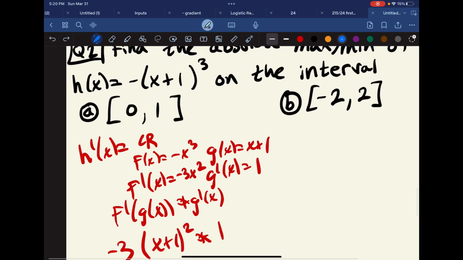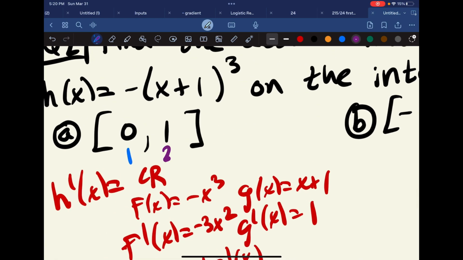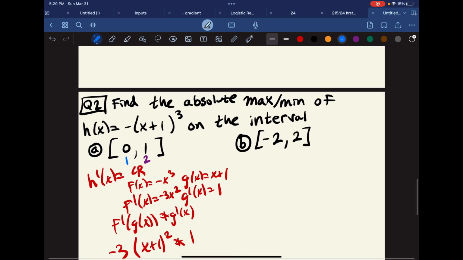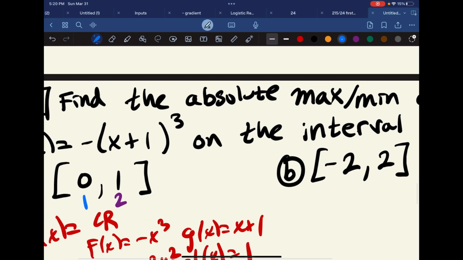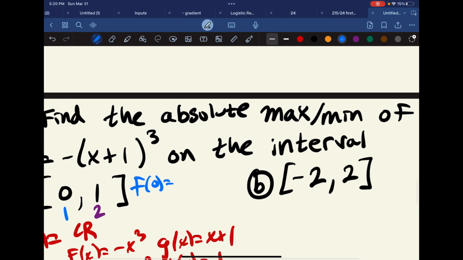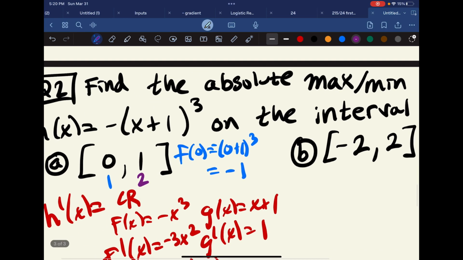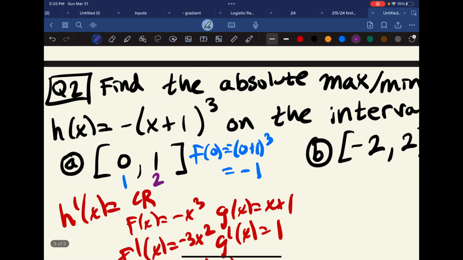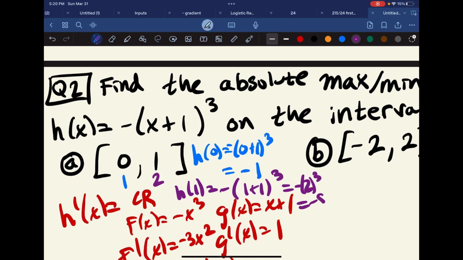So that means that when our critical point is not on the interval, we only have 2 candidates for maxes and mins. We've got 0 and we've got 1, because those are our 2 endpoints. So if we plug in 0, h of 0 equals negative (0 plus 1) cubed, which is just negative 1, and then plug in 1, sorry, this is h, not f, whoops. So then h of 1 is just going to be negative (1 plus 1) cubed. So that's going to be negative 2 cubed, which is negative 8.